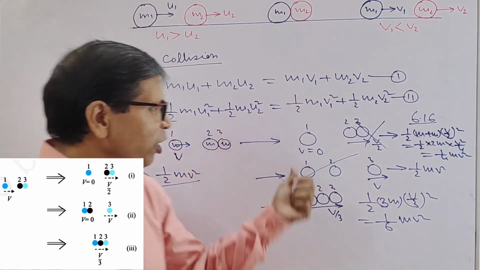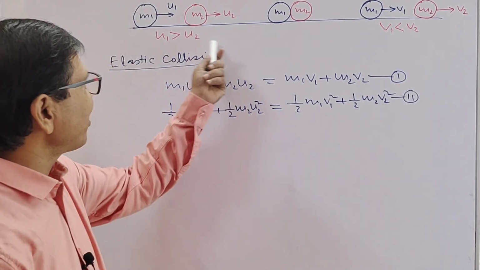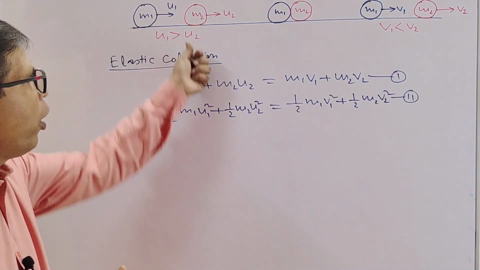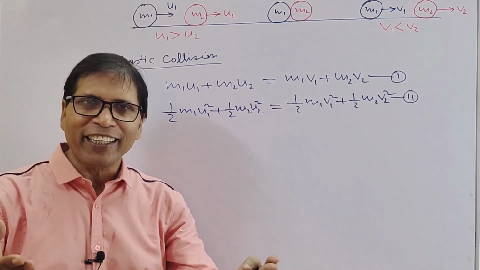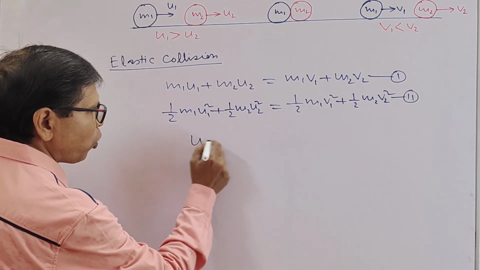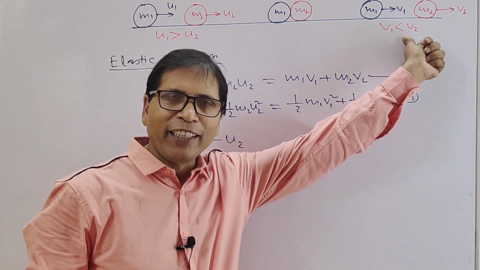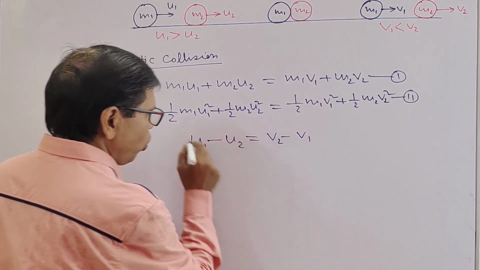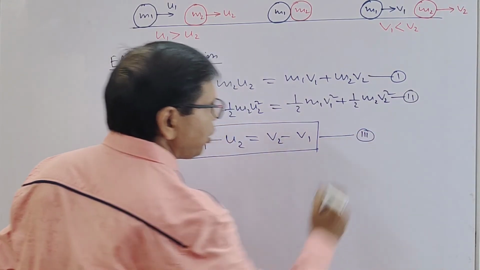So from the definition we can solve this numerical. Now there is another definition of elastic collision: the collisions in which the relative velocity of approach before collision is equal to the relative velocity of separation after collision. The relative velocity of approach before collision is u1 minus u2, and the relative velocity of separation after collision is v2 minus v1. This is another relation of elastic collision. This is equation number 3.